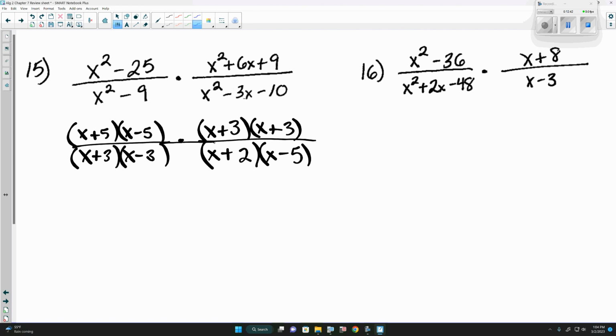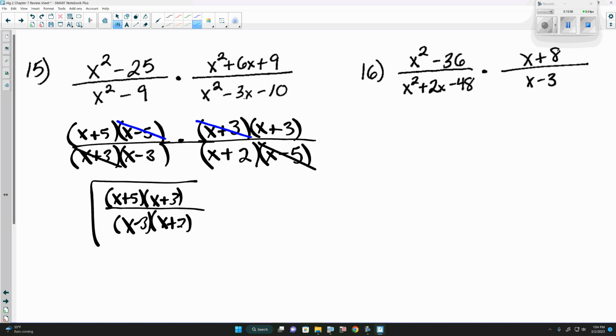We multiply them together and simplify what's in common on top and bottom. So x plus 3 and x plus 3. We also have x minus 5 and x plus 5, which leaves us with x plus 5 over x minus 3 times x plus 2.